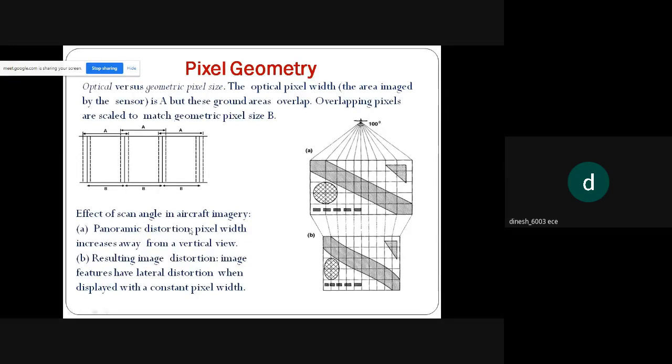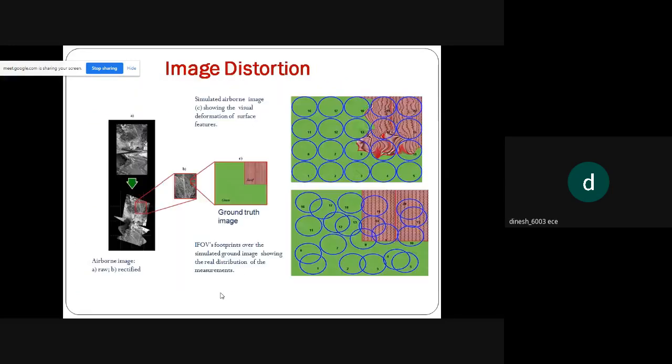So an effect of the scale angle in aircraft imagery is your panoramic distortion, which you can see in A, and the resulting image distortion in B. You can see A and B. So the panoramic distortion has pixel width increased away from a vertical view, whereas in the resulting image distortion, image features have lateral distortion when displayed with a constant pixel width. It is in B.